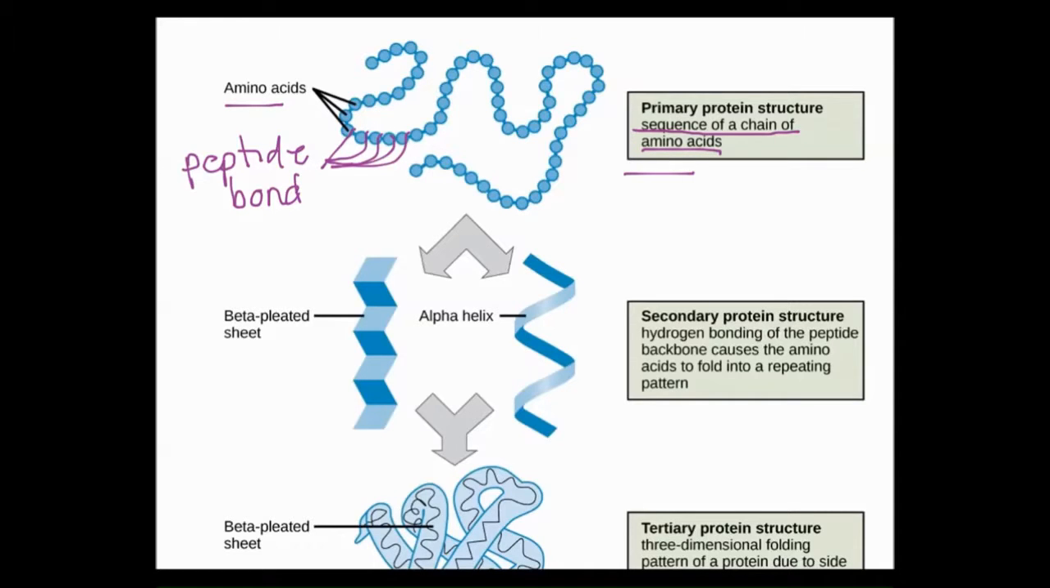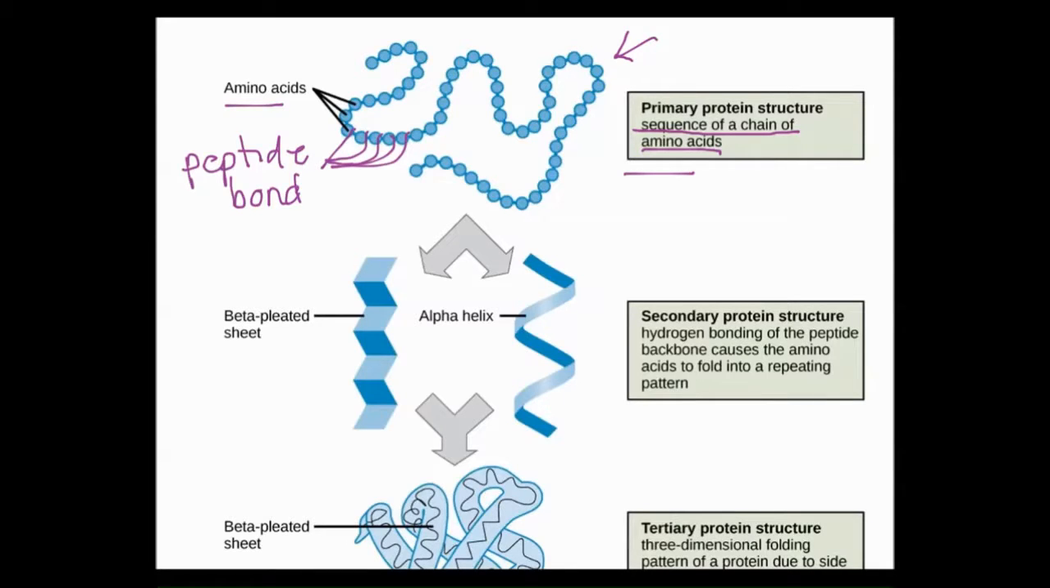Now remember, there's only 20 different amino acids, but these 20 different amino acids can be repeated over and over. We can put them in a different order, and we can end up then with thousands, tens of thousands, hundreds of thousands of different proteins from just 20 different kinds of amino acids. I use the analogy of our alphabet for this. We only have 26 letters in the alphabet, but think how many different words we can make because the length of the word varies as well as the order of the letters. And it's the same way here when we look at primary protein structure.